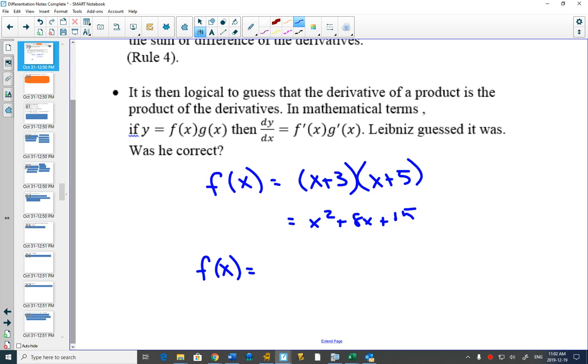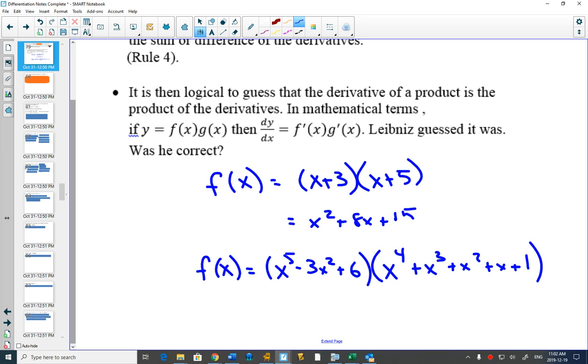Let's say your functions are x to the 5 minus 3x squared plus 6, and then you have x to the 4 plus x cubed plus x squared plus x plus 1. You could multiply that out as well, but it wouldn't be, well, depending on your definition of fun, it would just be tedious. It'd be long. Okay? And so the question is, is there a rule for derivatives when you multiply?